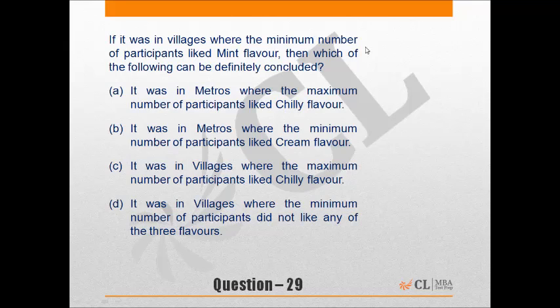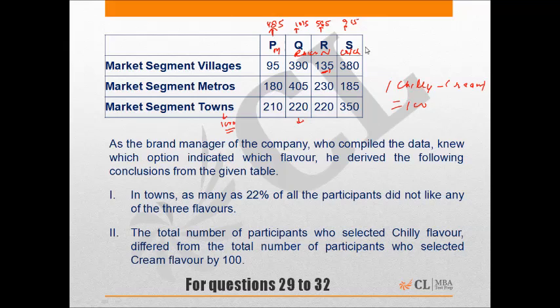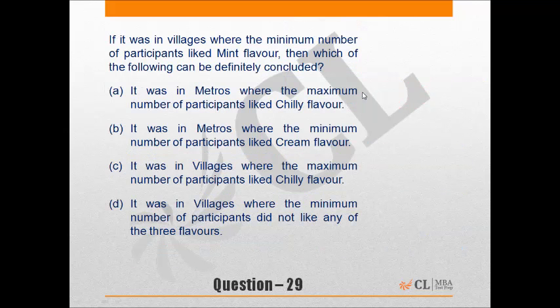In the first statement, it is given that it was in metros where the minimum number of participants liked chili flavor. As we do not know whether Q stands for chili or S: in case it is S, then the minimum number of people who liked it were from metros, but if it is not, then it will be towns. So from here we can conclude that the statement is not definitely true. Let's move to the next statement.